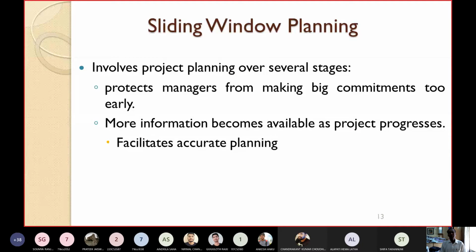More information becomes available as the project progresses, isn't it? As the project progresses, you can get more information, and this will help make the planning more accurate. Since more information becomes available as the project progresses, this will facilitate accurate planning. You can now make better planning. The planning will be more accurate. So that's why you should go for sliding window planning. You should try to make the planning over several stages instead of in one stage.